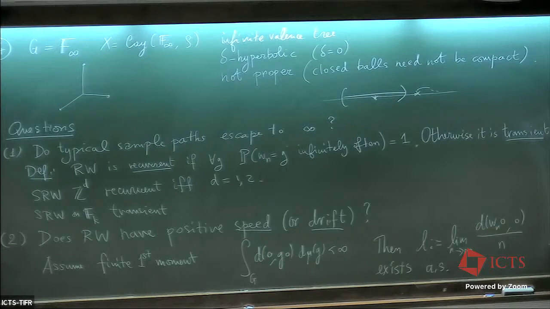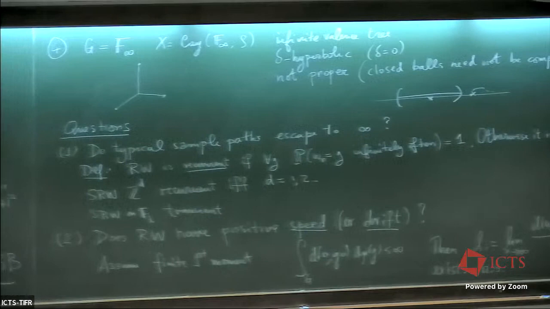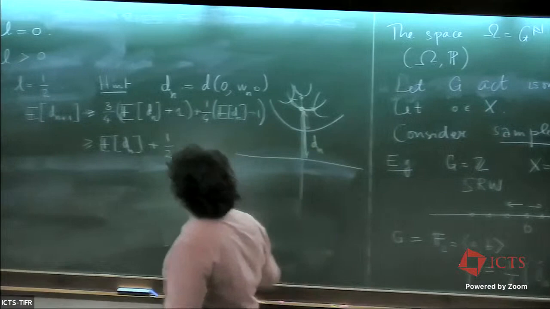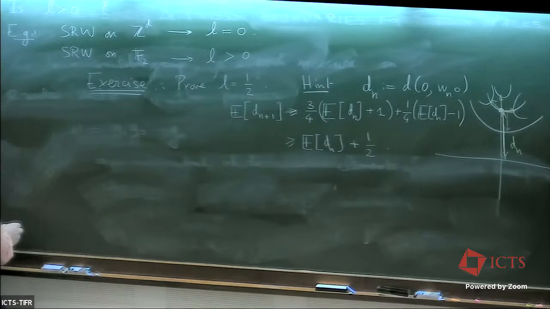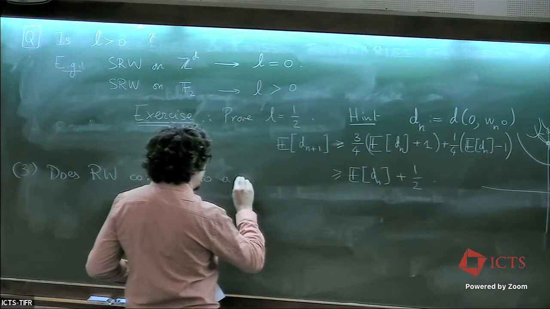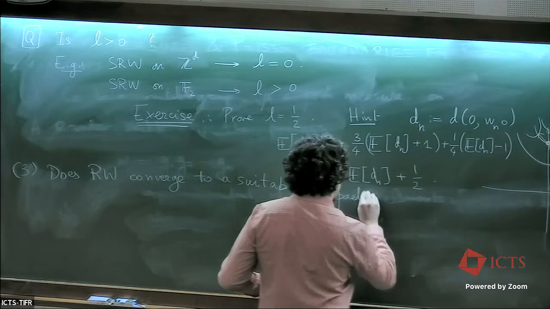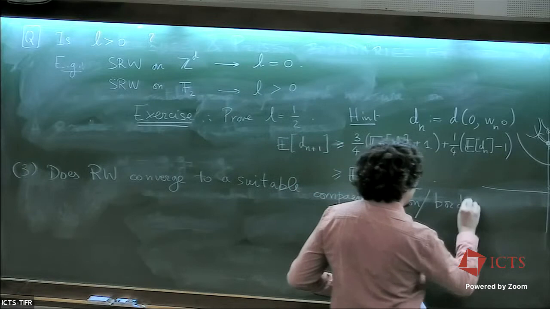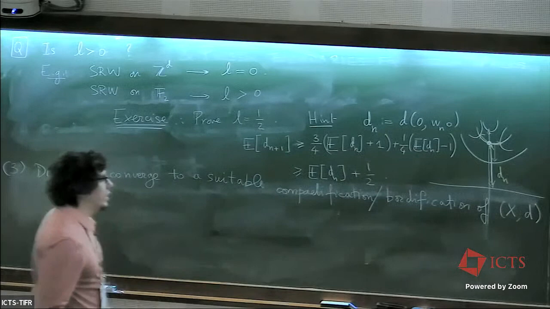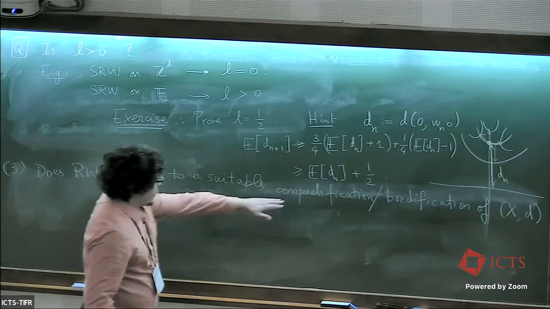Okay, so what's going on? The next property, so that it's good in negative curvature, is not just that the drift is positive, but further. I have it as question three: does the random walk converge to a suitable compactification or bordification of X? The reason why I say bordification is because in the non-locally compact case, the boundary that one can construct will not be compact. So you don't necessarily have a compactification that is relevant, but you might have a bordification.